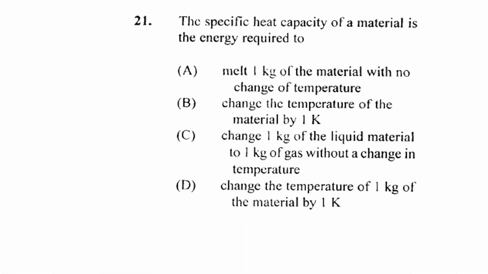Number 21. The specific heat capacity of a material is the energy required to, and here it's simply asking if you know the definition. And here the answer is D. It is the energy required to change the temperature of 1 kilogram of the material by 1 Kelvin.